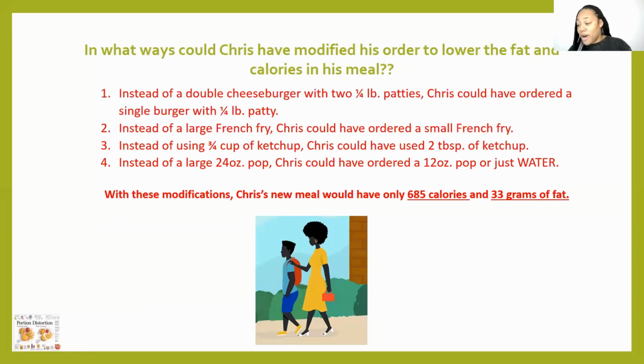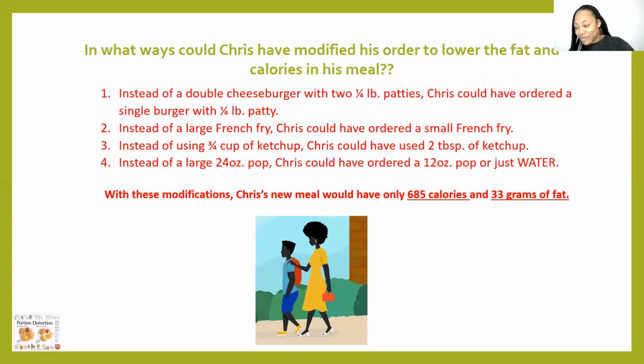You can always modify. And if you thought of other ways Chris could have prevented portion overload, maybe sharing his meal with someone, maybe his mom or his friend, or even increasing his physical activity to burn it off, if you thought about those other things, you would also be correct. Those are some other ways that he could have done something different to prevent portion overload.